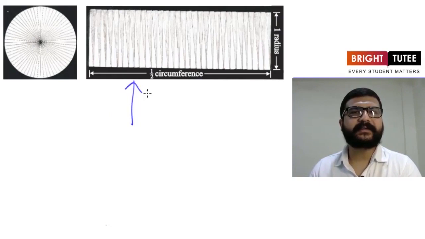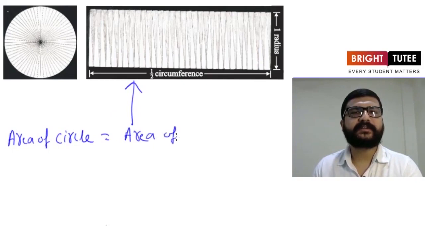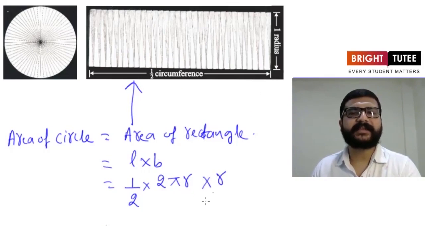Now we can find the area of this rectangle. So now we have area of circle is equal to area of rectangle. Do you remember the formula for the area of a rectangle? Area of rectangle is equal to L into B, length into breadth. Here L is half of the circumference, so we can write half of 2 pi r. We know the circumference is 2 pi r. So half of 2 pi r into breadth, and that is the radius, so it is again r.